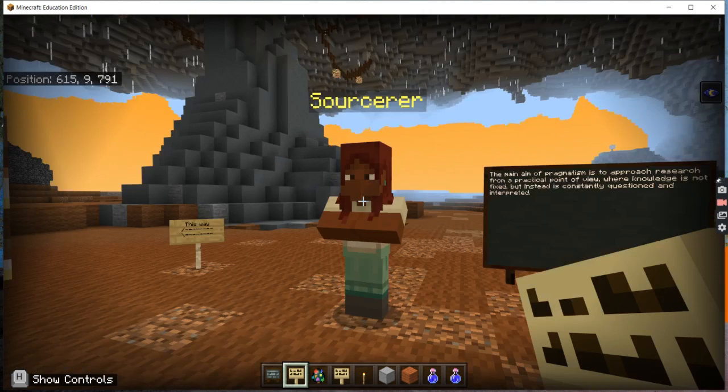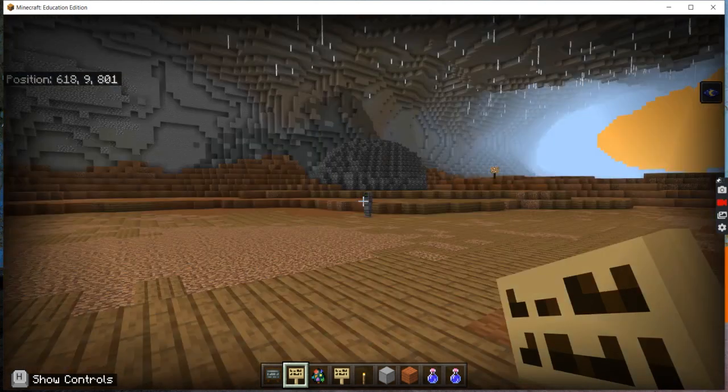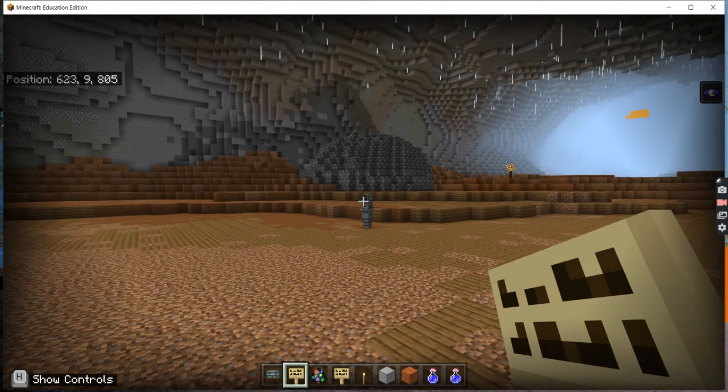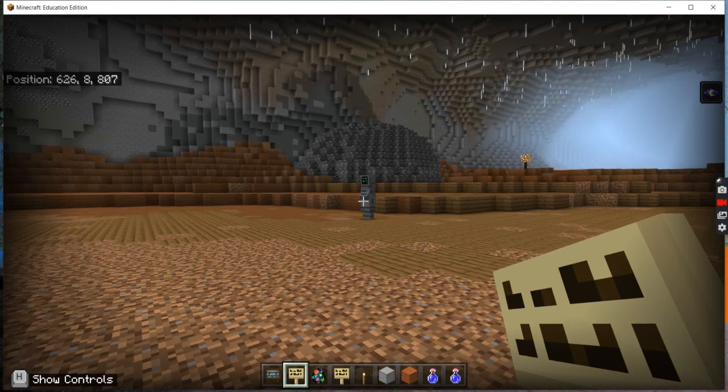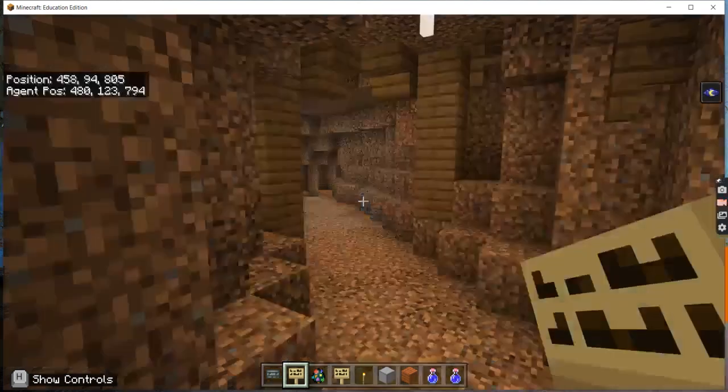We have to find our teleporter to get back inside the tunnel. Let's go. Now looking for the second layer, which is the research approach.